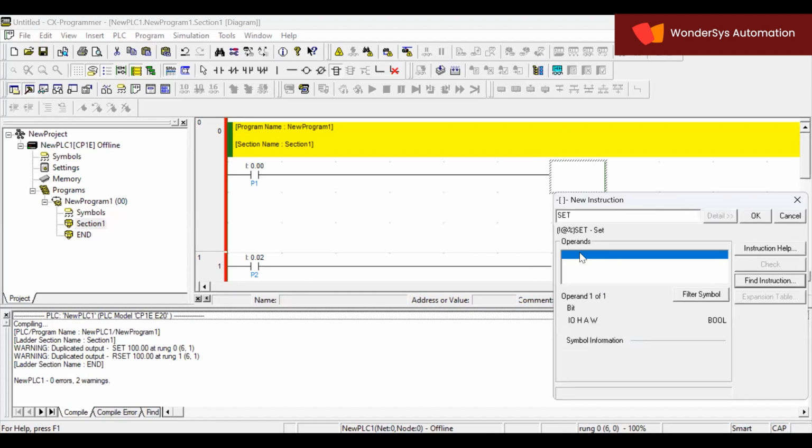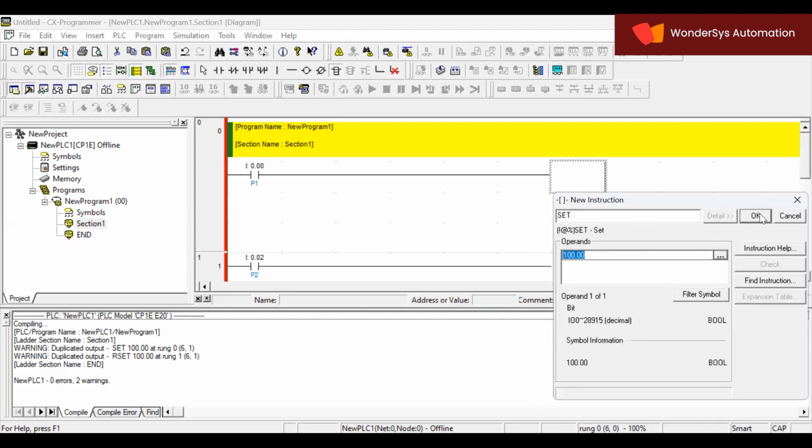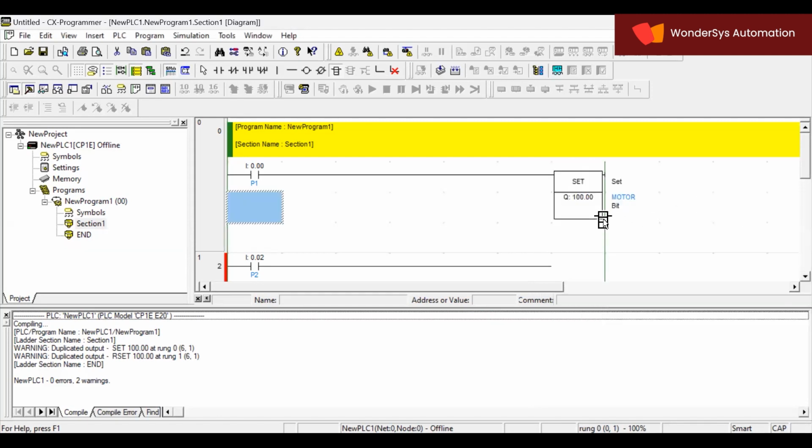Now select it. Then it will ask for an operand. If you are not getting what an operand is, it is nothing but a name or address. On which address are you acting? You are acting on an output address. Give here the output address, whichever you are using. Got it? Now to select reset.